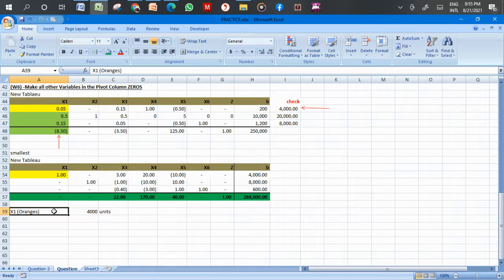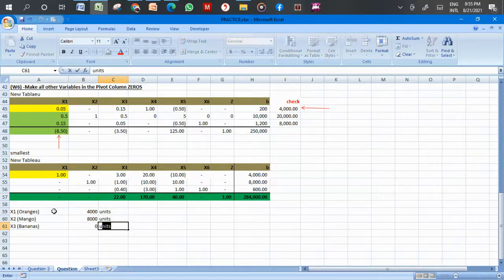So for x2, because we have zeros and a 1, it means, what was this? It was bananas? No, mango. Okay, it means we have to produce 8,000 mangoes. What about x3? As you can see, x3, it was representing what, by the way? It was representing bananas.